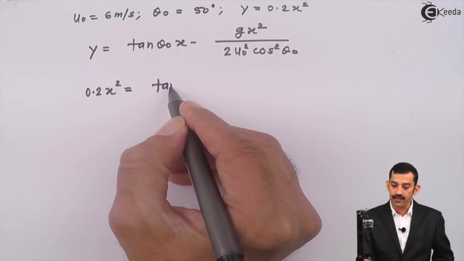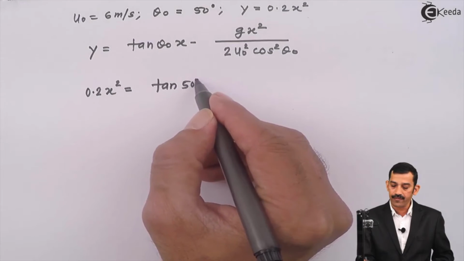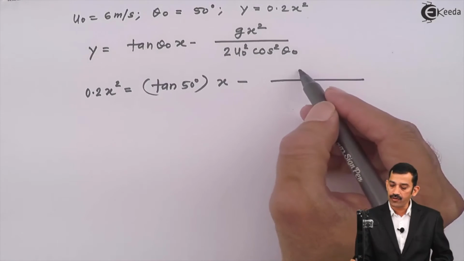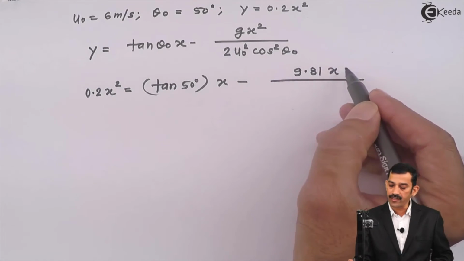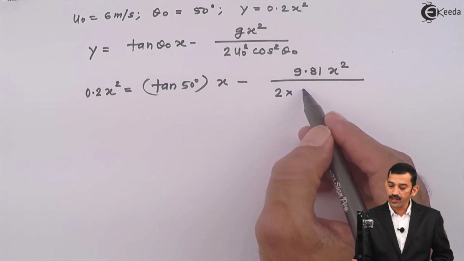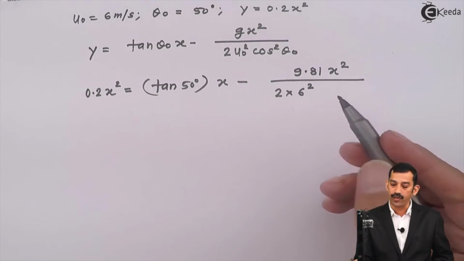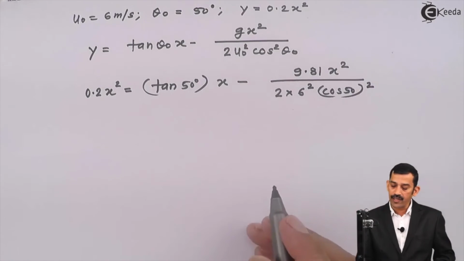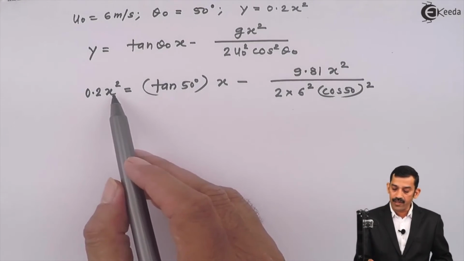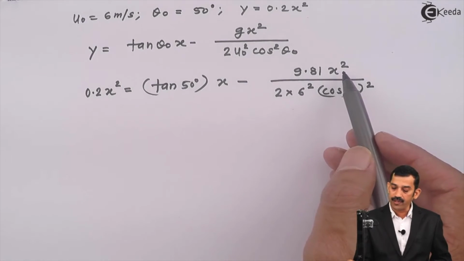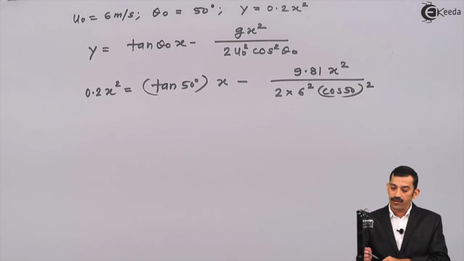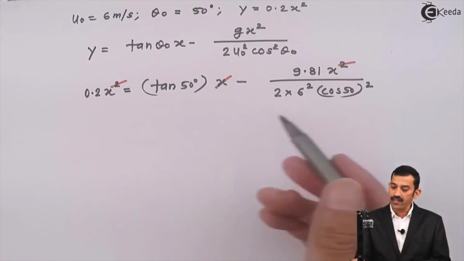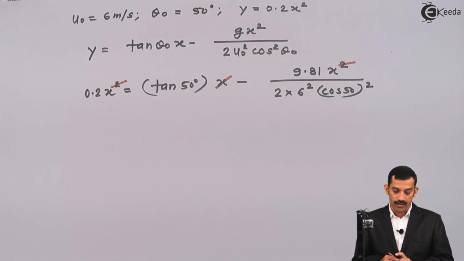The angle theta is given, so tan of theta 0 means tan 50 degrees into x, which is unknown, minus g is constant 9.81 into x square, over 2 into u0 is 6, so 6 square, and then cos square of 50. That means what are we getting here? We are getting a term of x square, a term of x, and a term of x square. If we cancel this x term, one x gets cancelled on each side. You will not get a quadratic equation either. We get a direct value of x.